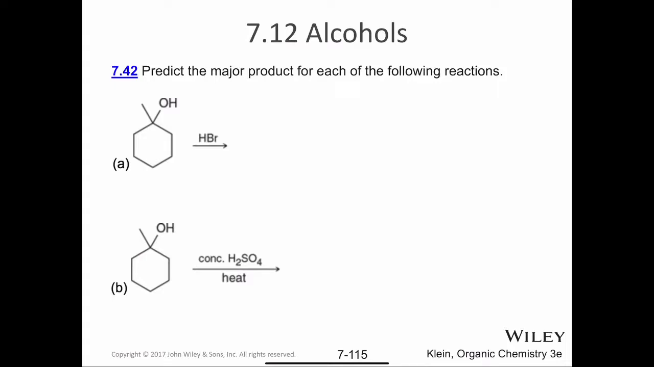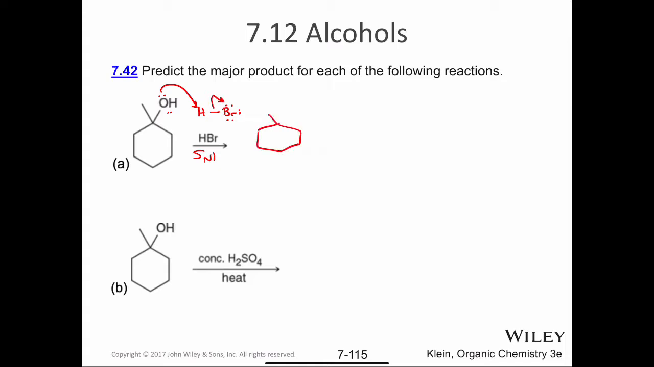In question 7.42, it says predict the major product for each of the following reactions. In the first case, I have a tertiary alcohol and I have HBr. As we just discussed, this is going to proceed via an SN1 mechanism. Now it doesn't ask us to draw the mechanism out here, but I'm going to do it just for fun. If we draw the Lewis structure of HBr, we can draw the curved arrows for the proton transfer that converts that hydroxyl into a good leaving group.